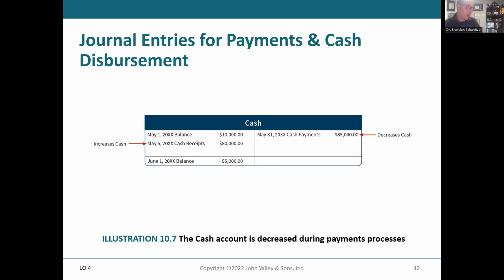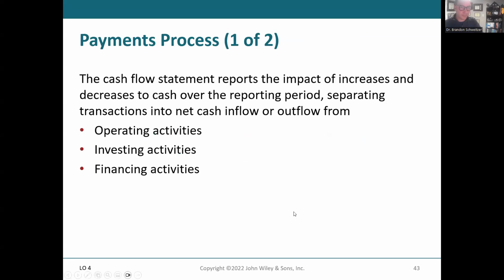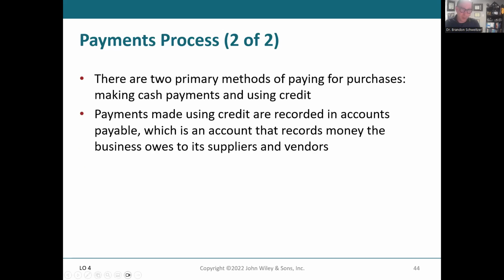We record all of our payments through journal entries, as you would expect, which of course impact our cash balance and account on our balance sheet. We use cash payments for operating, investing, and financing activities, which are all found on your statement of cash flows.